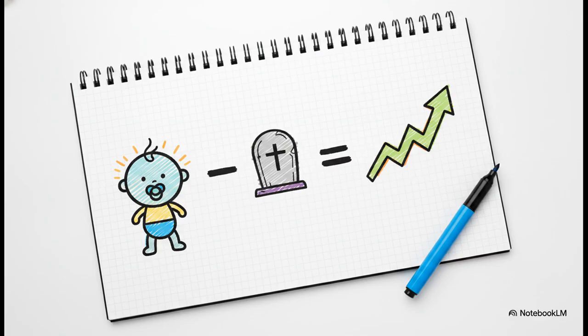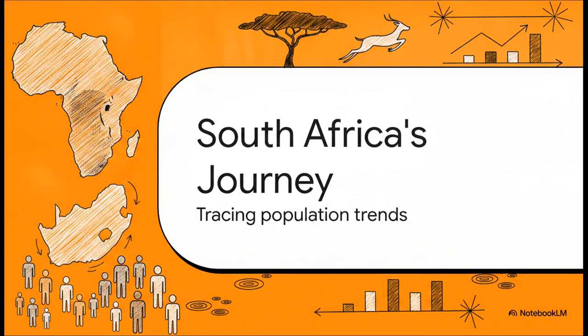This is your core exam formula. Birth rate minus death rate equals population growth rate. Lock it in right now. You are absolutely going to need to know this to calculate how fast any given country is growing or shrinking on your test. Let's see this in action in part 3, South Africa's population journey.